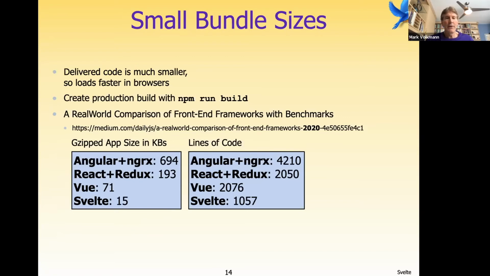So if you bundle everything up into just a single bundle, and that has to be downloaded to users' browsers, what's the size of that when you gzip it? And you see that Svelte is incredibly smaller than the other options. Also, on the lines of code that you have to write to implement the functionality, there's a lot less to do in Svelte.